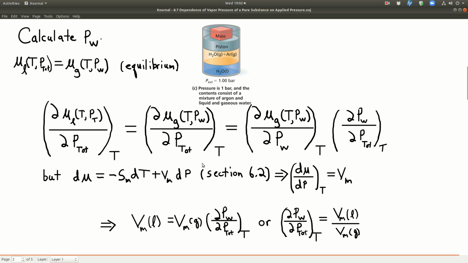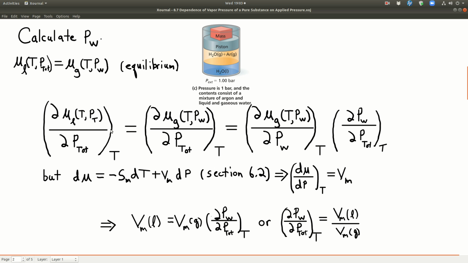So what that means for us up here, okay, applying this to this right here, it says that dμ of the liquid over dP total, constant temperature, is equal to the molar volume of the liquid. And this one right here says that the dμ of the gas, over dP of the water, is equal to the molar volume of the gas.